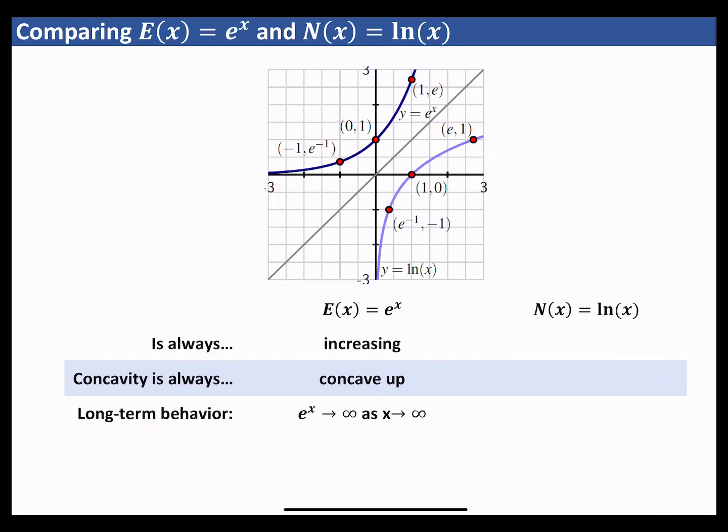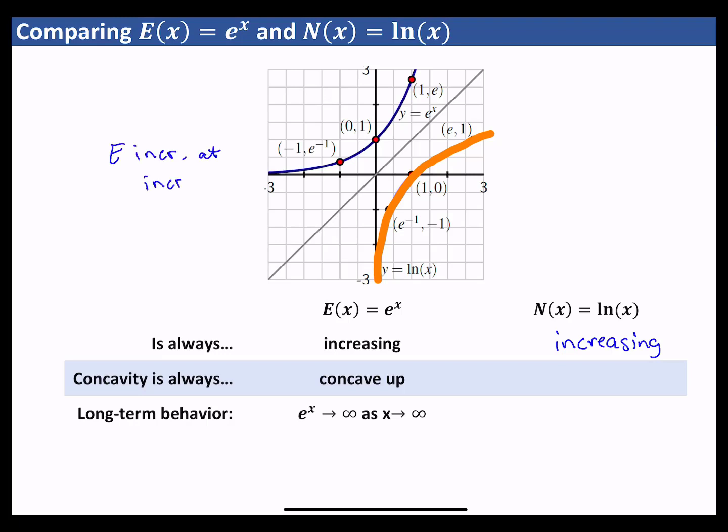We know that the graph of e(x) = e^x is always increasing, and we see here that the graph of ln(x) is also always increasing. We should note that the graph of e^x increases more and more rapidly as x increases. That is, e^x increases at an increasing rate and is thus always concave up.